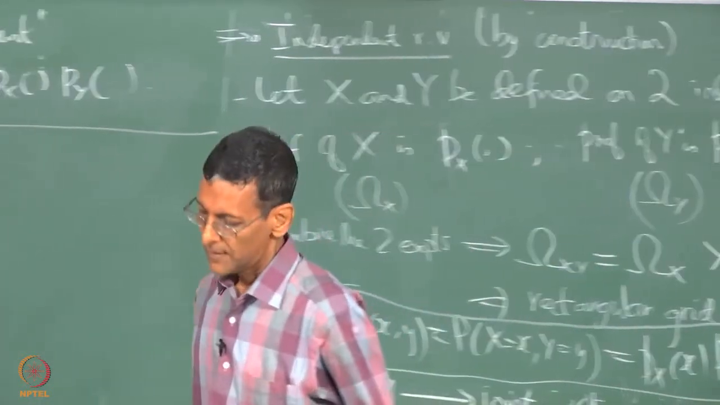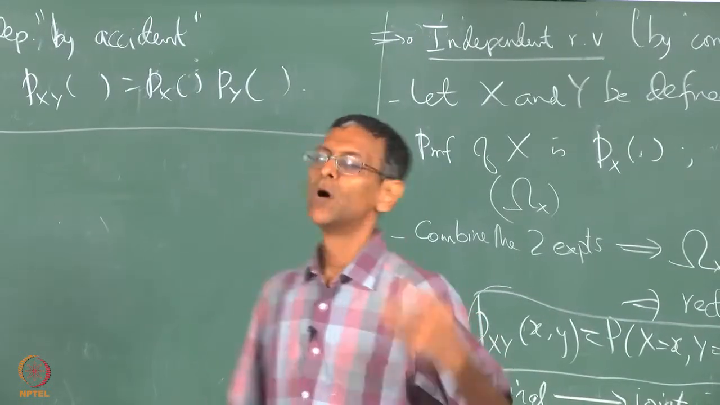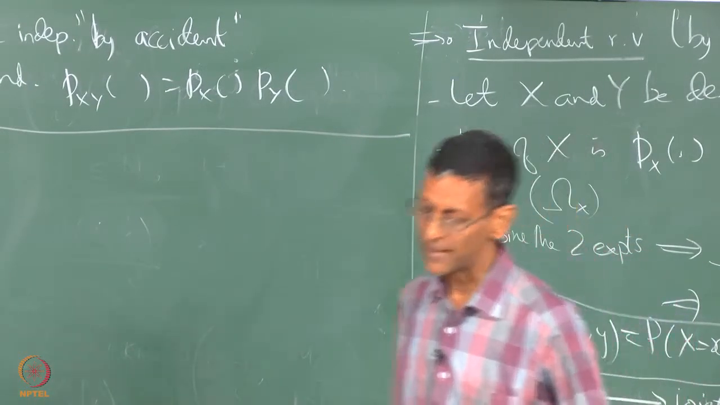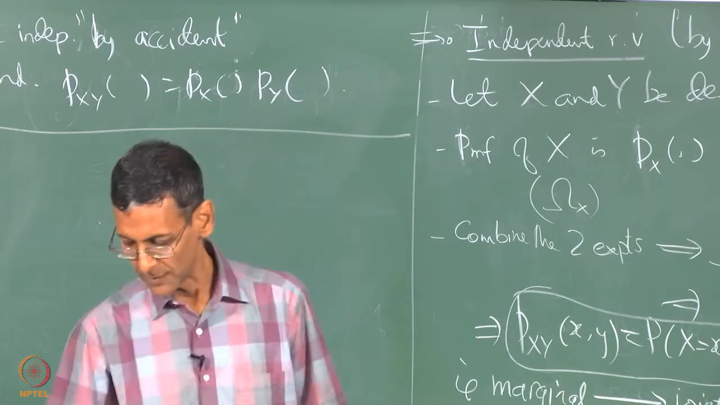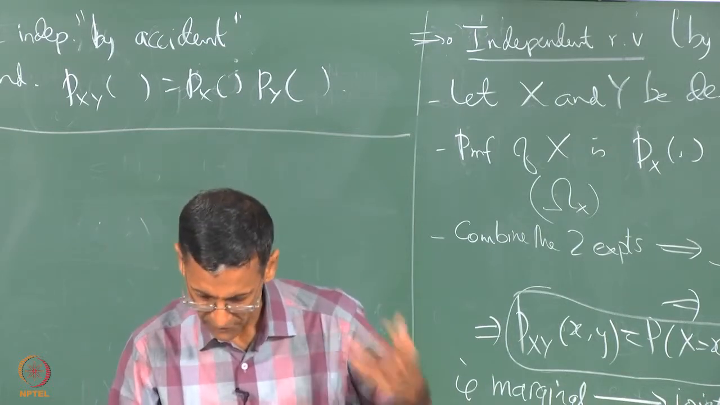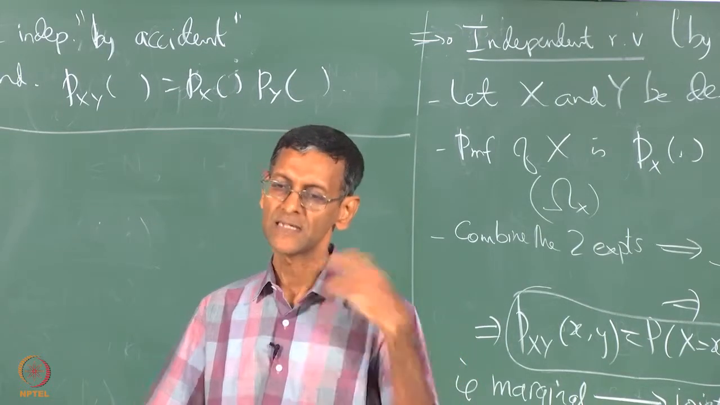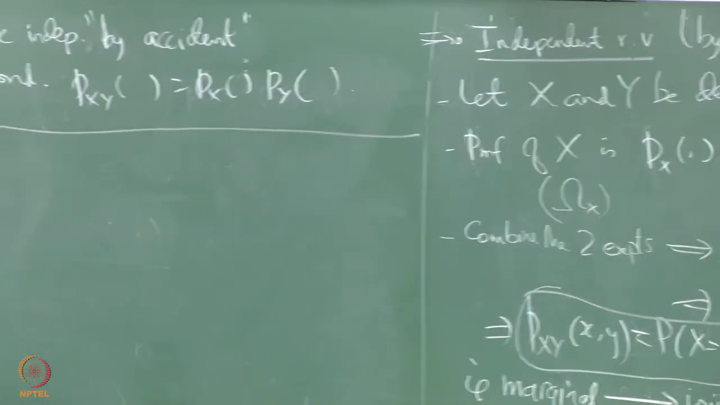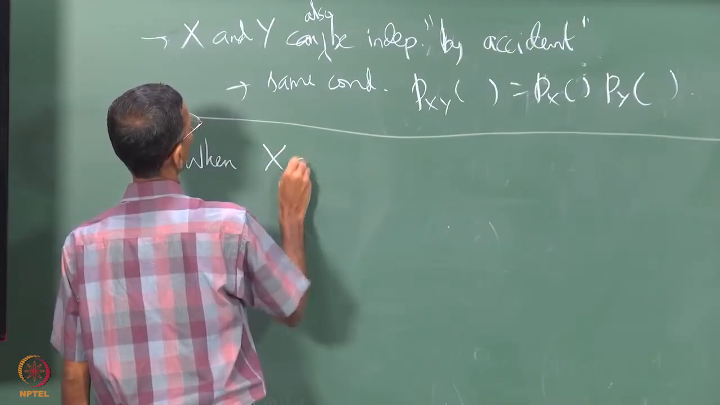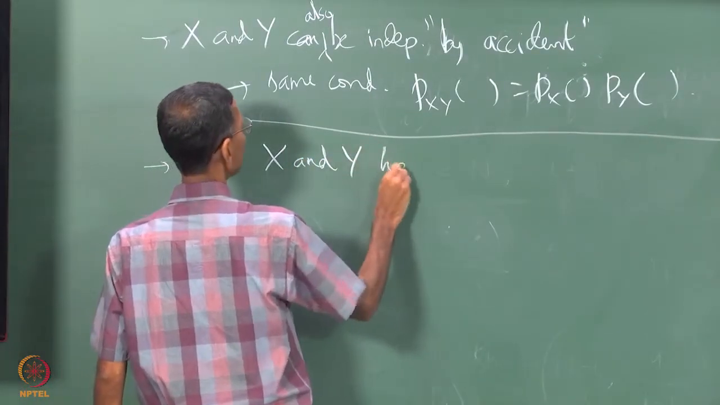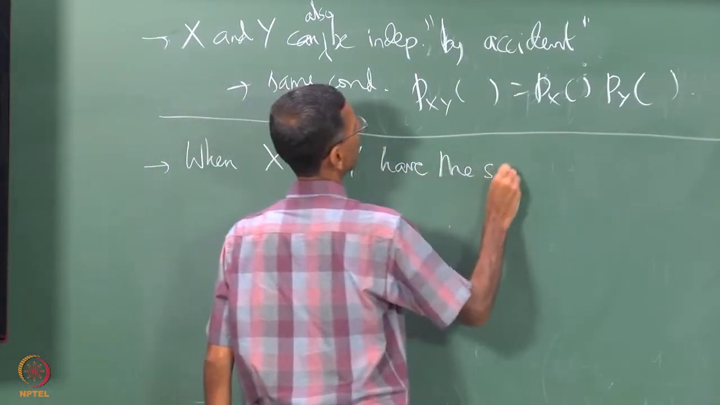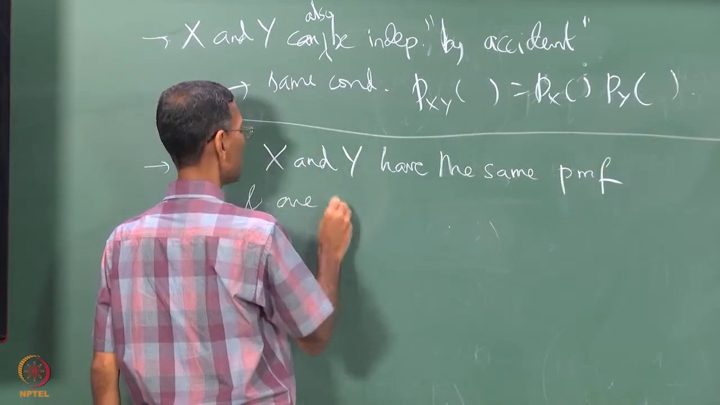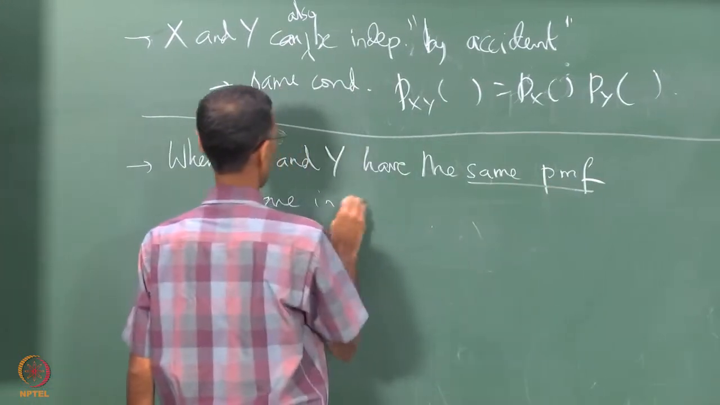because we will see later on how you can combine more than two. You can combine, in fact, a countable number of them. You can combine some finite number of them you have. Okay, so maybe I should talk about this. So when x and y have the same PMF and are independent, what do you call them?